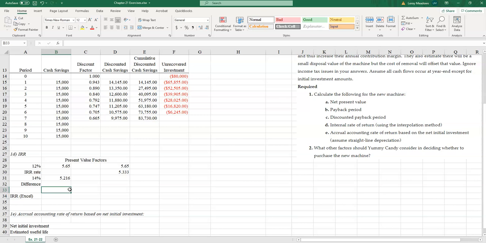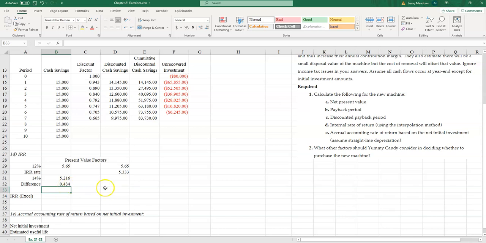Now I'm going to figure out the difference between these two. What's the difference between my annuity factor? What's going to be the numerical difference between 12 and 14%? Well, it's going to be 0.434. So that's the difference between the two.